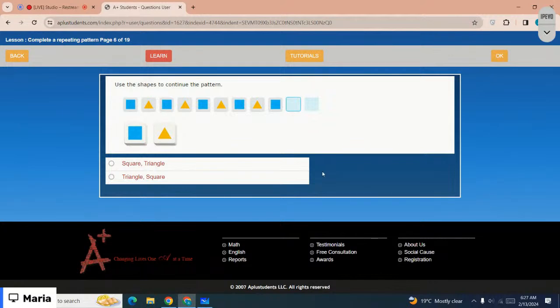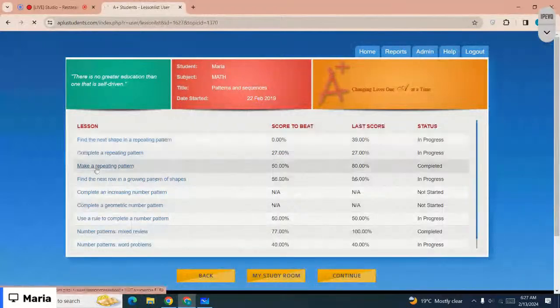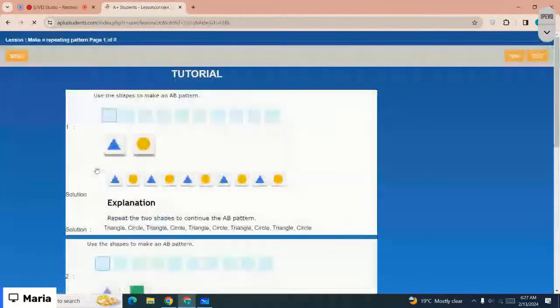Yes. Okay, you can complete the lesson by yourself. Let me just move on to the next lesson, and the next lesson is make a repeating pattern. So let's just start with the next lesson, that is make a repeating pattern.